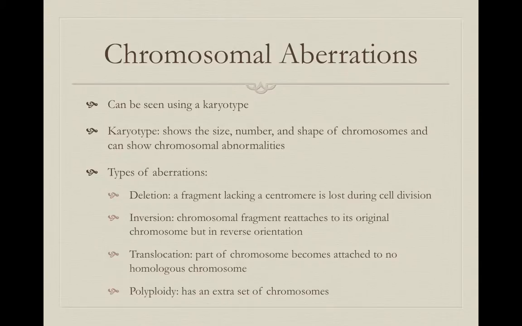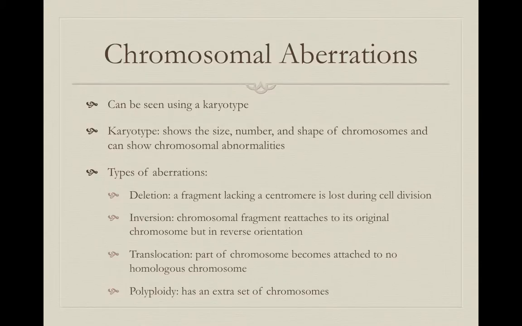Chromosomal aberrations. These can be seen using a karyotype. Unlike genetic aberrations, we can't really see any changes in the gene yet. Hopefully we'll get there. But we can see chromosomal changes. Karyotypes show the size, number, and shape of chromosomes, and they can show chromosomal abnormalities. So you can see if we're missing a part of a chromosome, or if there are more chromosomes than necessary, or if there are less chromosomes than necessary.